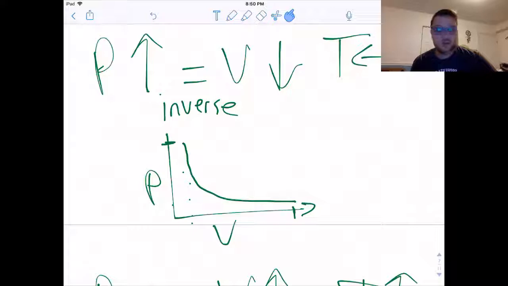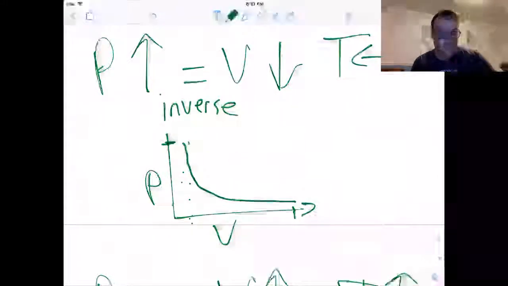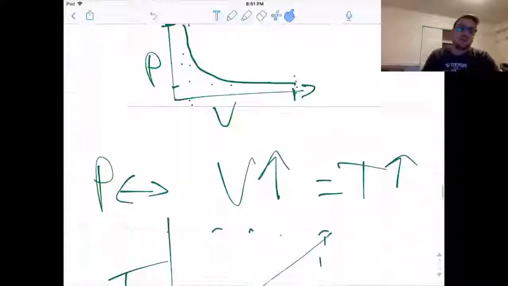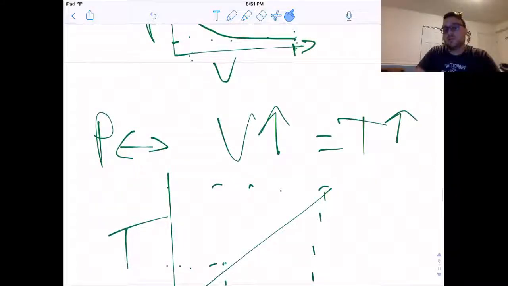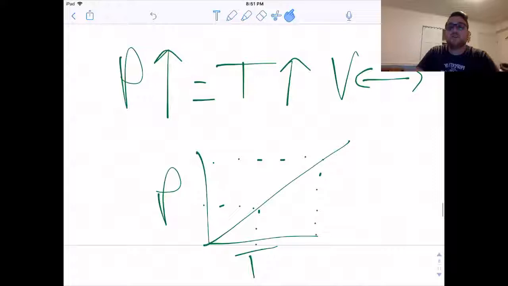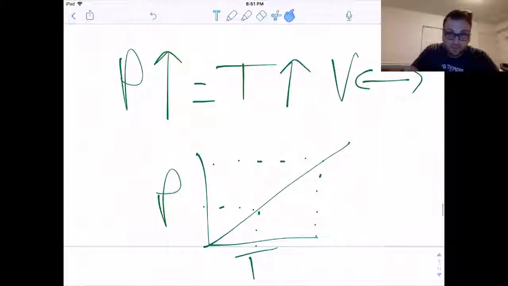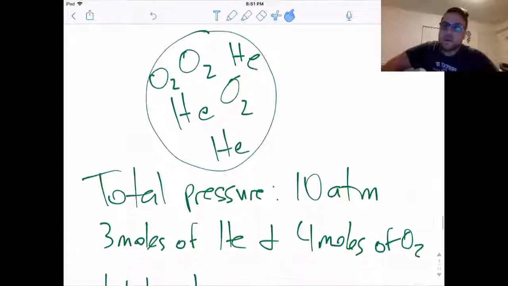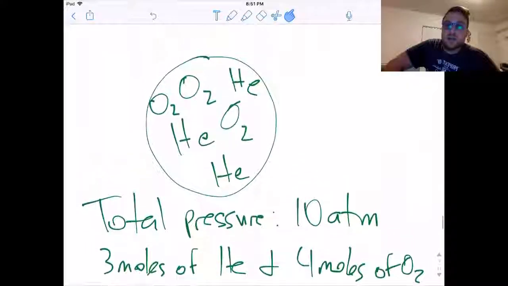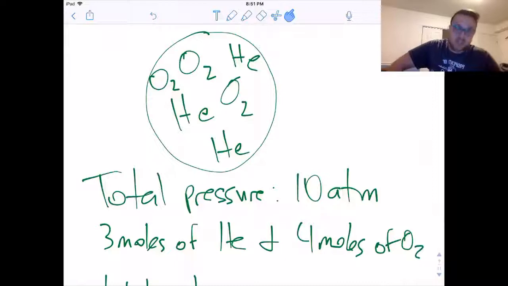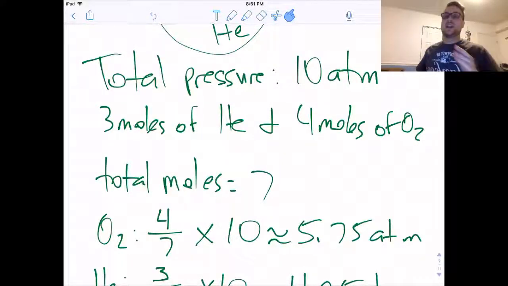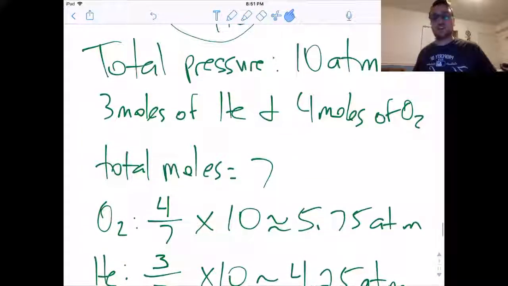Oxygen and helium are in a container. We know the total pressure of the container is 10 atmospheres. If we want to know the individual pressure of each of the gases, add up the total moles, set up a fraction, and multiply. There are 4 moles of oxygen in your container. There are 7 moles total. 4/7 of 10 will give you the amount of pressure oxygen is putting into this system. 3/7 of helium times 10 will give you the pressure of helium. Sometimes it's as simple as, here's the total pressure. If I give you one of these, you should be able to find the other. So if the total is 10, and I tell you helium is 2 atmospheres of that 10, 10 minus 2 is 8.